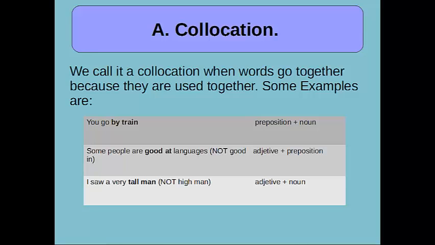Or I saw a very tall man. Not high man. High man is a grammar mistake.